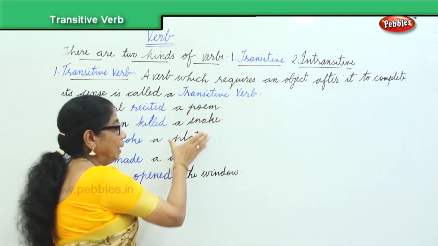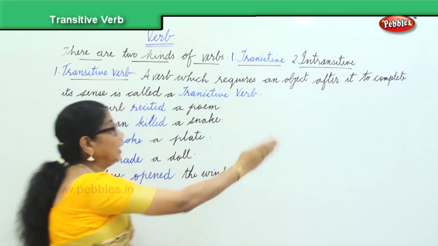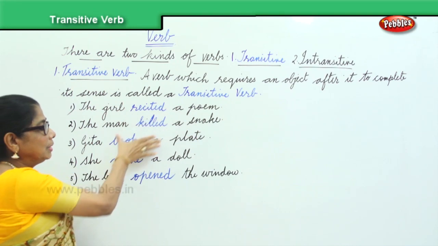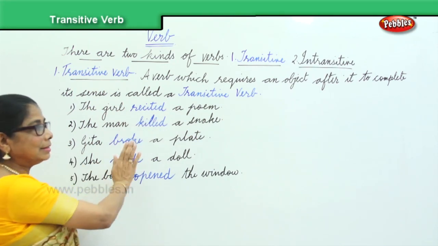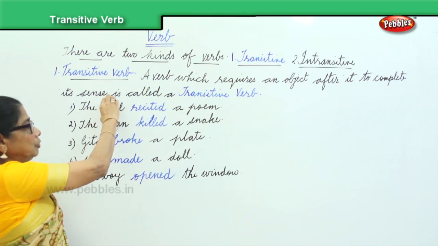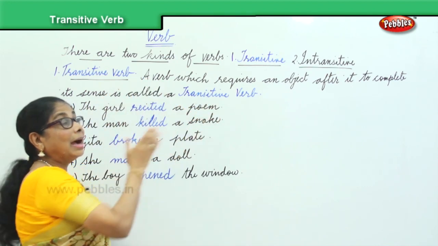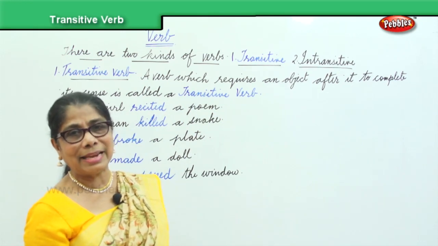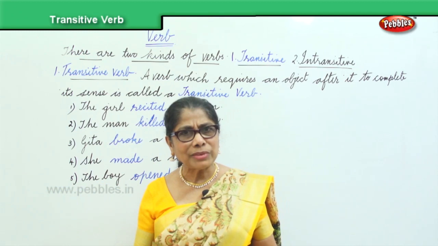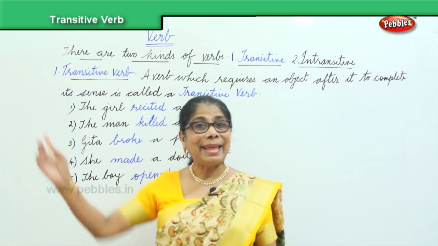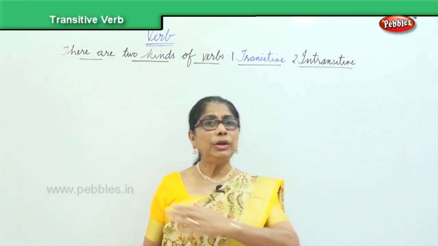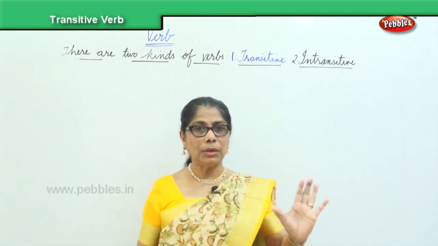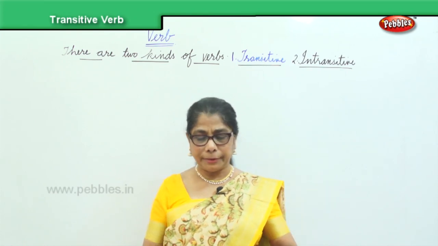Poem, snake, plate, doll, that's the object after it, to complete its sense, and that is called the transitive verb. So these are the transitive verbs. This sentence is the transitive verb because it's got the subject and it's got an object to make the complete sense of the sentence. So we will do some more sentences for you to understand the transitive verb. We'll do a few sentences to remember what the transitive verb is and how to identify it.